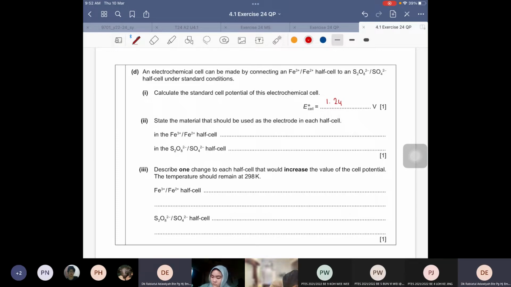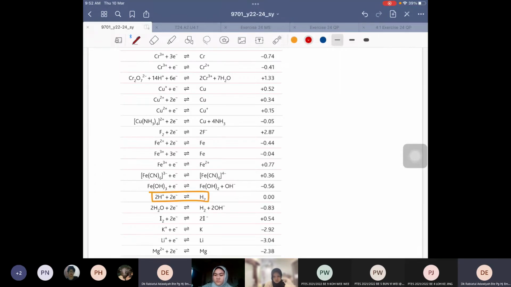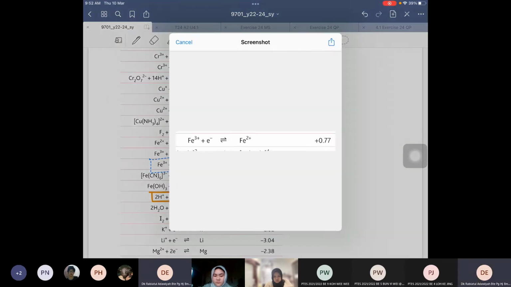Describe one change to each half cell that would increase the value of the cell potential. So this is now the reverse question of what effect it would have on the cell potential when you increase or decrease the concentration. This time we want to know how you can increase the value of the E cell, whether you want to increase or decrease the concentration. In order to do that, we need to first find the relevant half cell equation.